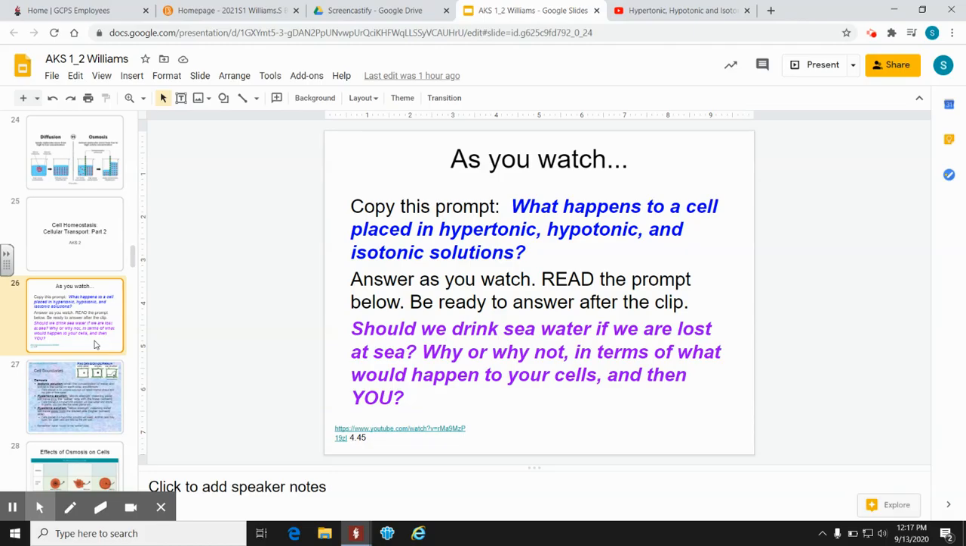Imagine if you were lost at sea. Should you drink the seawater if you're really, really thirsty? Why or why not in terms of what would happen to your cells and then to you? Pay attention.